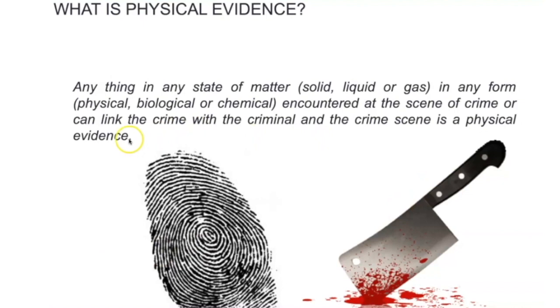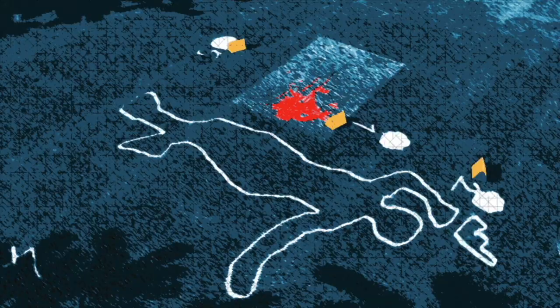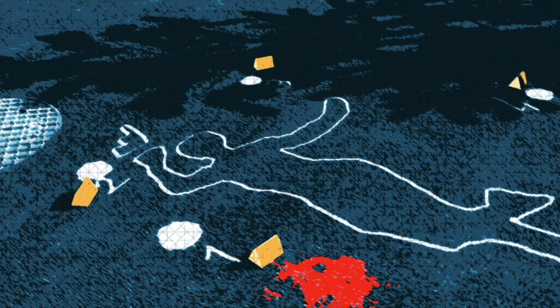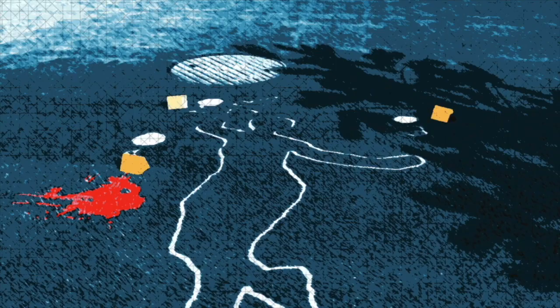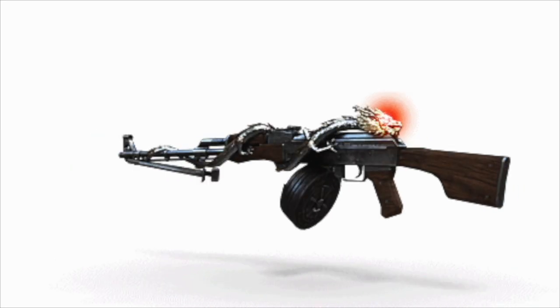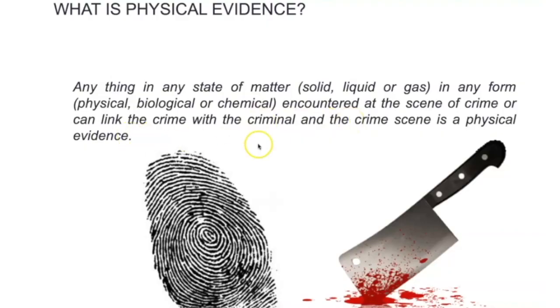It may be in any form, physical, biological or chemical. All the chemicals are taken as chemical form. All the biological material like blood, semen, saliva, plant material and others are taken as biological form. And physical, which we can touch, like weapons, which are encountered at the scene of crime or can link the crime with the criminal. So what you see on the crime scene, you see the physical evidences on the crime scene and you try to link those physical evidences with the criminal.